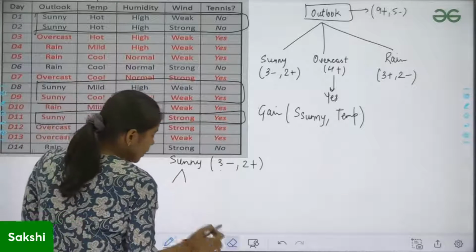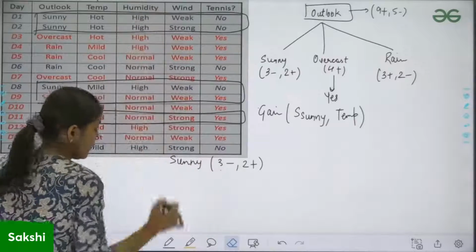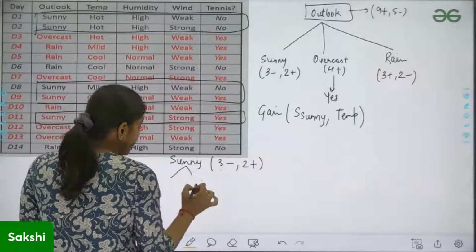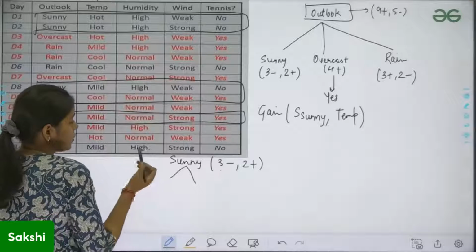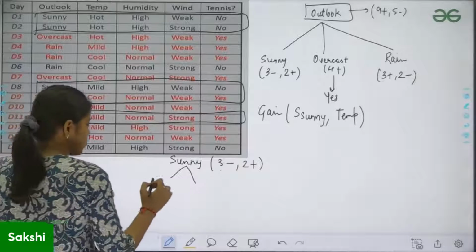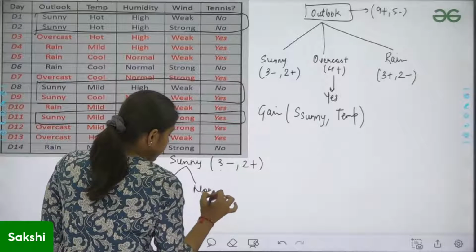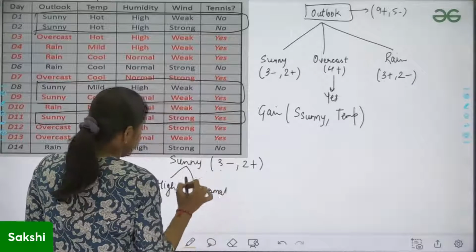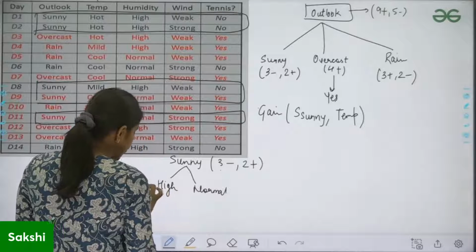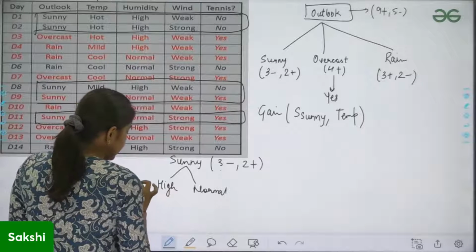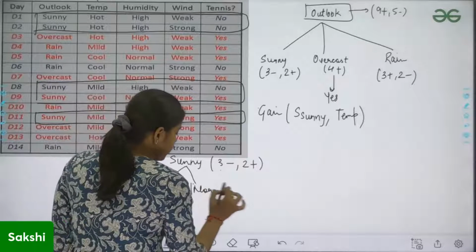Or let's say instead of temperature I am expanding it over humidity, because it has only two values, high and normal. So that's why I'm doing that. So for sunny, I am taking here the feature humidity. Here I am saying that humidity is high, and I am dividing it, and here humidity is normal.